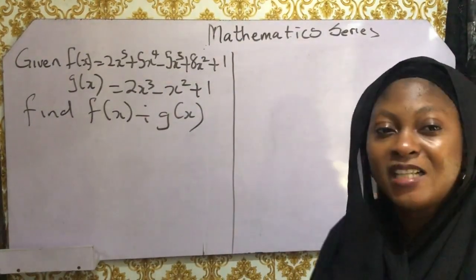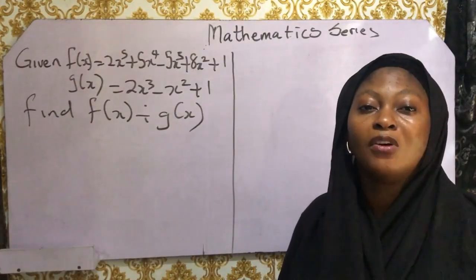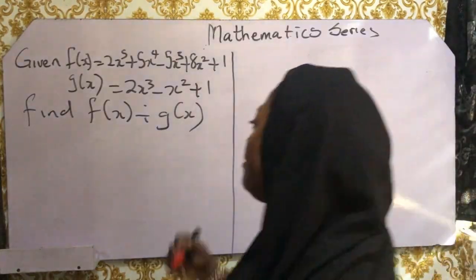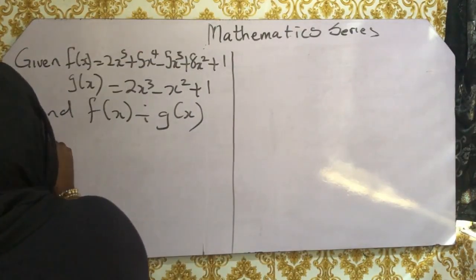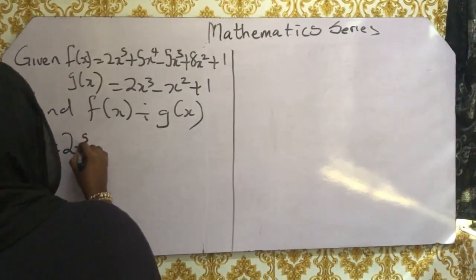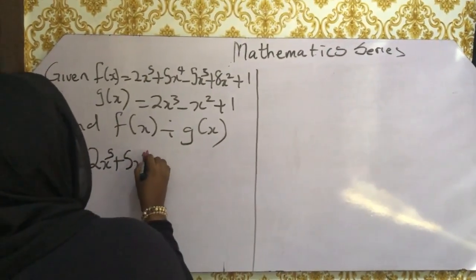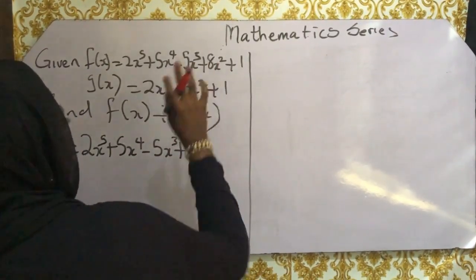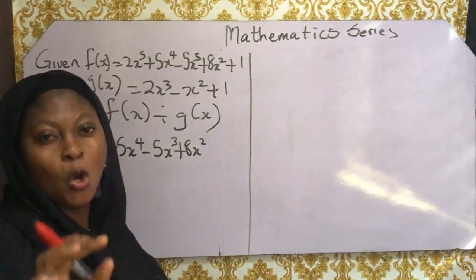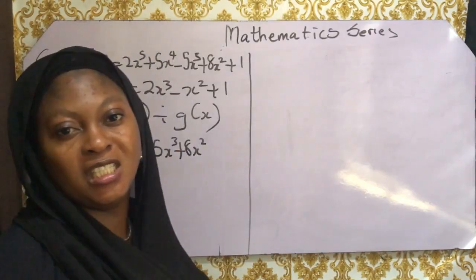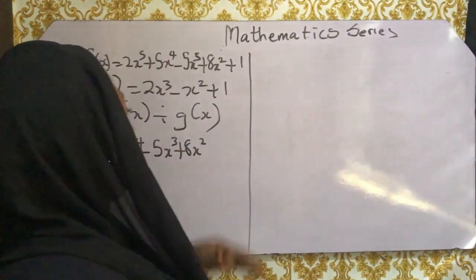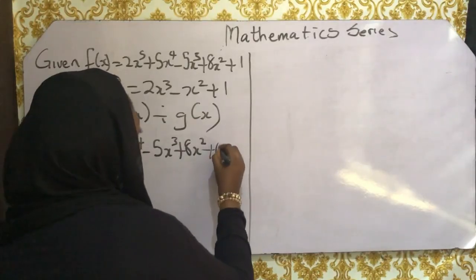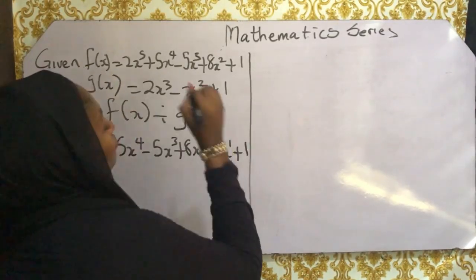Okay, now the first step is to arrange each of these functions, each of these equations in decreasing power of x. So we have for the first one, f as a function of x is equal to 2x to the power of 5 plus 5x to the power of 4 minus 5x to the power of 3 plus 8x to the power of 2. We can see we don't have x to the power of 1. What we do is we insert 0 coefficients to x to the power of 1 because we don't have it here. You know, 0 times x is still 0. So plus 0x to the power of 1 plus 1.